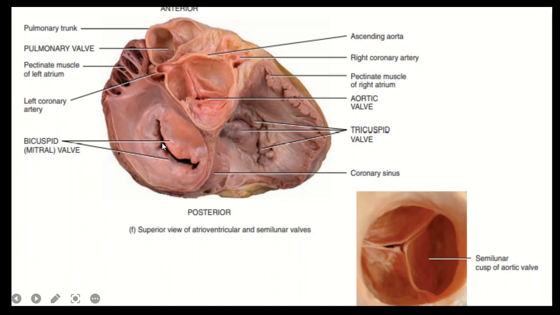So, ito yung posterior view ng heart natin. Ito yung bicuspid valve. So, this is the left atrium. This is the tricuspid valve, and so this is the right atrium. Ito yung aortic valve. So, dito yung aorta. Dito yung pulmonary valve. This is the pulmonary trunk, pulmonary artery. So, ito yung aortic valve.